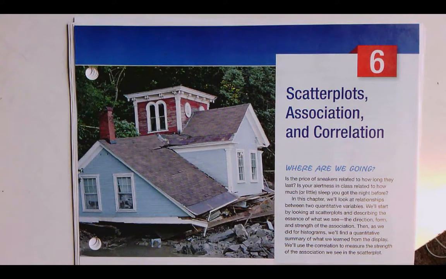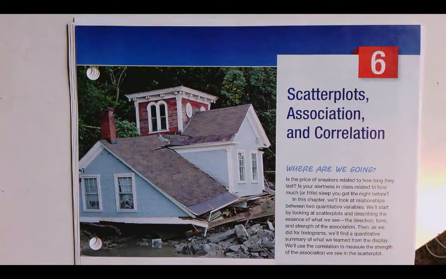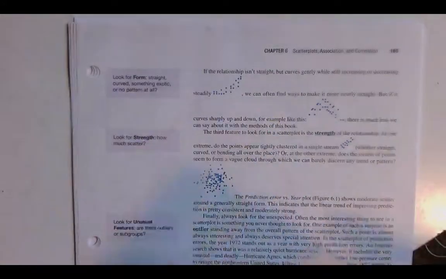Chapter 6 of IS5 brings in the idea of scatterplots, association, and correlation. So now we're looking at the relationship of two quantitative variables. This is motivated in terms of the year and the mean error in the position of hurricanes. We want to be able to predict where hurricanes hit. And the key idea of this is to think about a scatterplot.